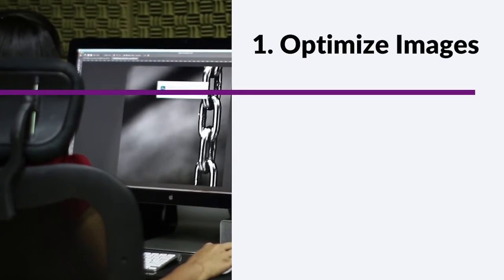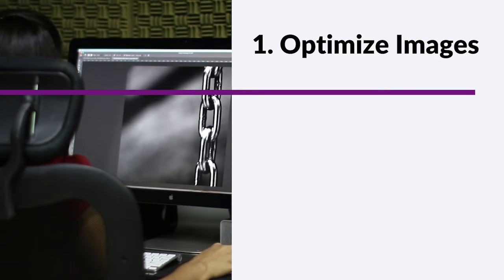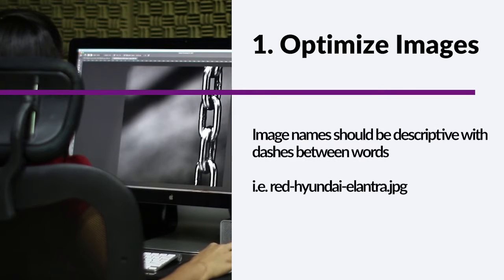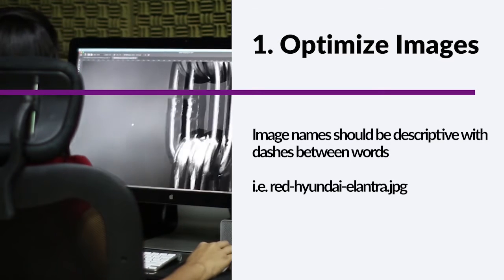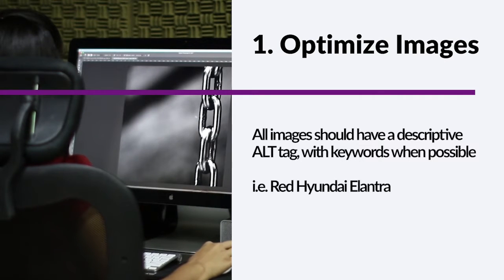So the first thing that you can do is improve your images on your website. Now, I covered this at length in my image optimization video that you can find on my YouTube channel, but you need to focus on two main things with your images. First, ensure all of your images have descriptive names. No image 1082.jpg. Use keywords when possible in those images and separate words with dashes, i.e. red-hyundai-elantra.jpg.